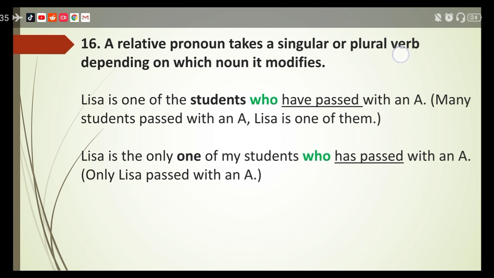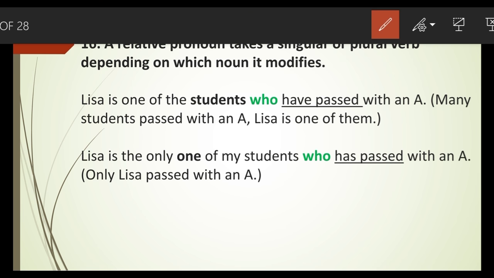So, let's read the first sentence. So, this is sentence number 1. Lisa is one of the students who have passed with an A. So, sino ba yung who dito? Yung tinutukoy dito? Student. Singular or plural? Plural. That's why, ang gagamitin natin ay have, hindi has, have passed. Kasi nga, many students passed with an A and Lisa is just one of them.